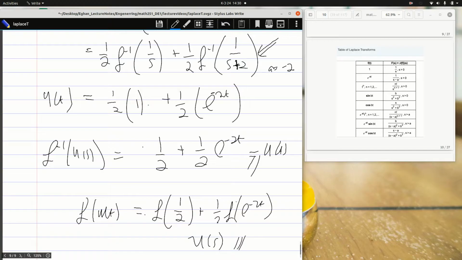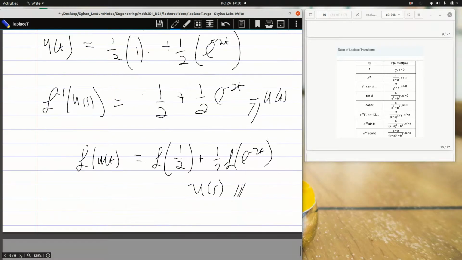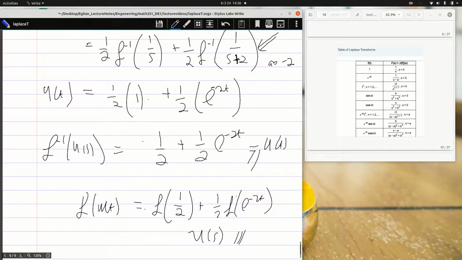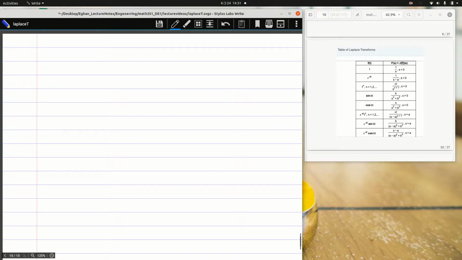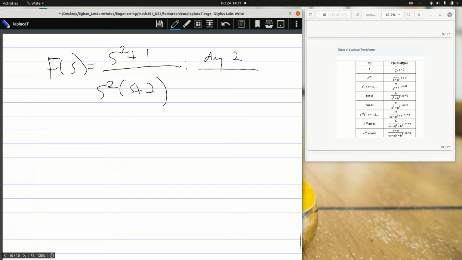Okay. The second example, let me take a clean sheet. I've done the linear roots. Let's take repeated roots or factors. Assuming I have a frequency domain given as (s squared plus 1) over s squared times (s plus 2). The degree here is 2. The degree here is 3. If I expand, 2 is less than 3. Hence, my partial fractions should work.